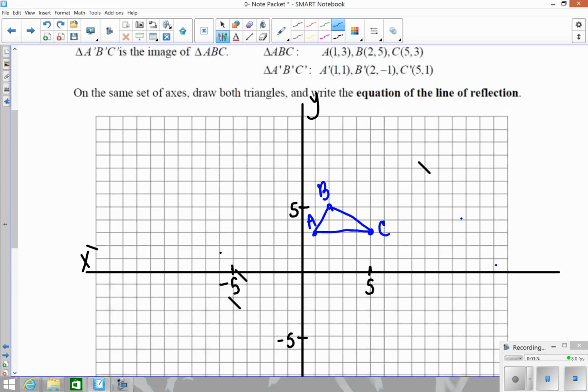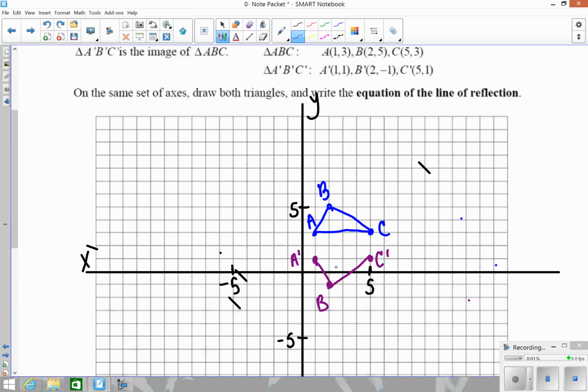And then I'm going to use a different color. I'm going to graph A prime, B prime, C prime. So I have (1, 1) is A prime. B prime is (2, -1). Oops, (2, -1), not 3. So (2, -1). And C prime is (5, 1).